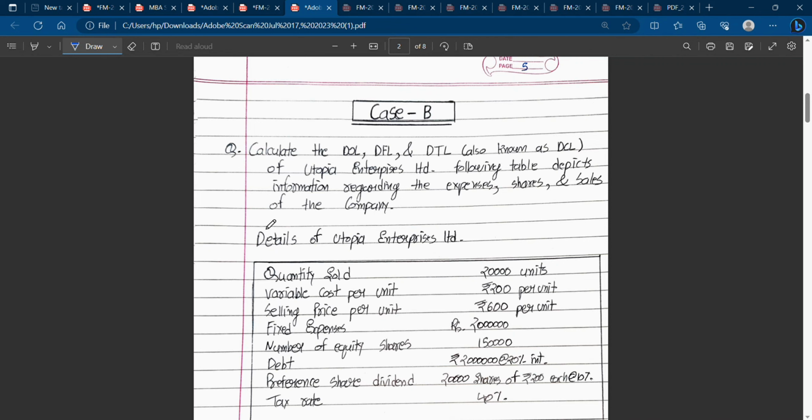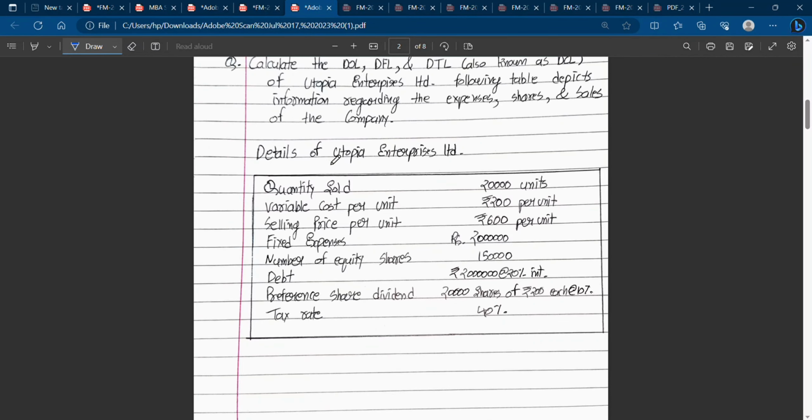Let's take another example of degree of operating leverage, financial leverage and combined leverage. We have been given these details. Here we will be calculating on the quantity. The sales and variable cost are given per unit. Here total fixed cost and number of shares are given, and debt, on which we have interest. We will need this in calculating financial leverage. Also the dividend is 10% on preference shares, and the tax rate is 40%. These three items will be used in the financial leverage.